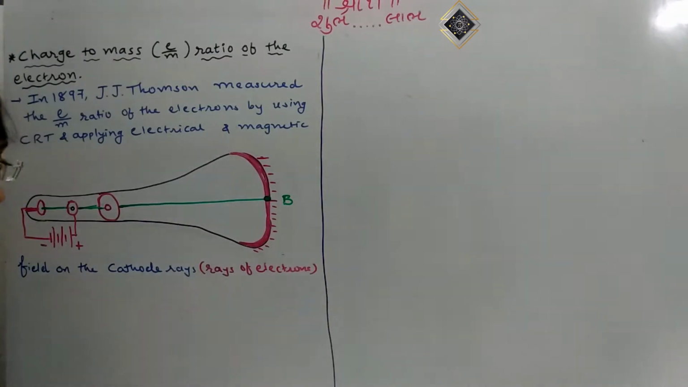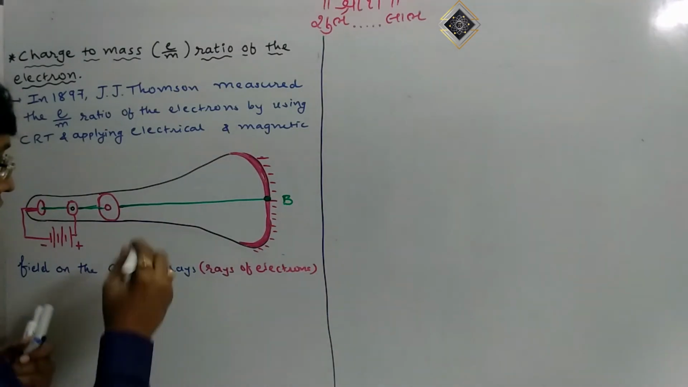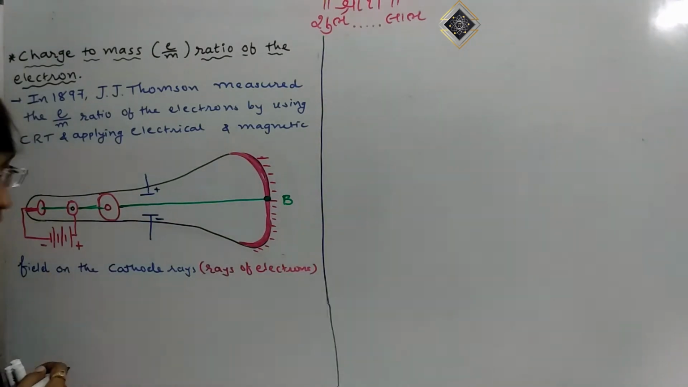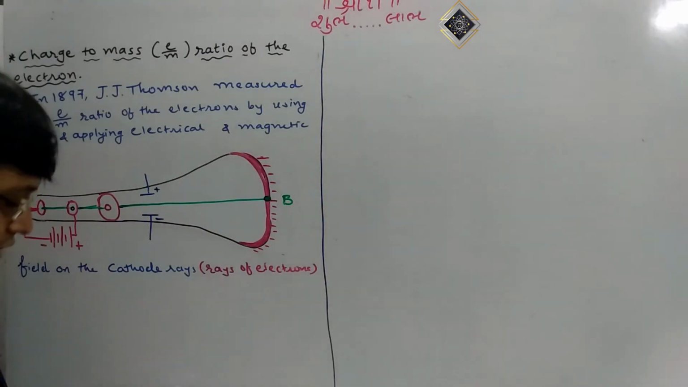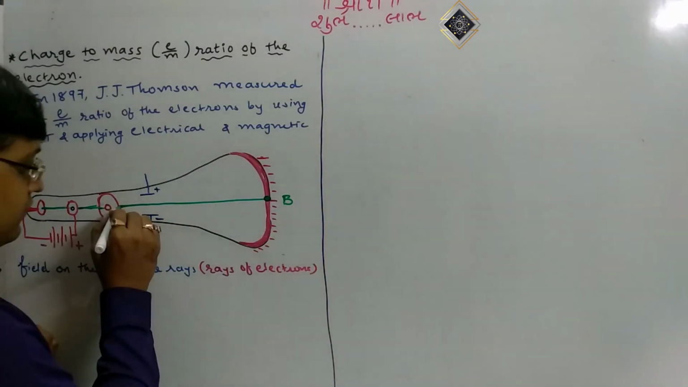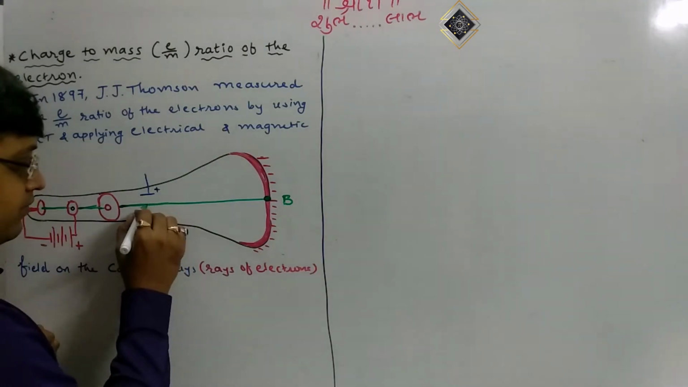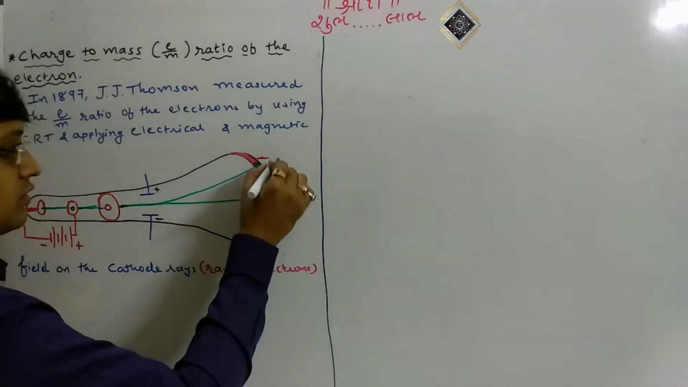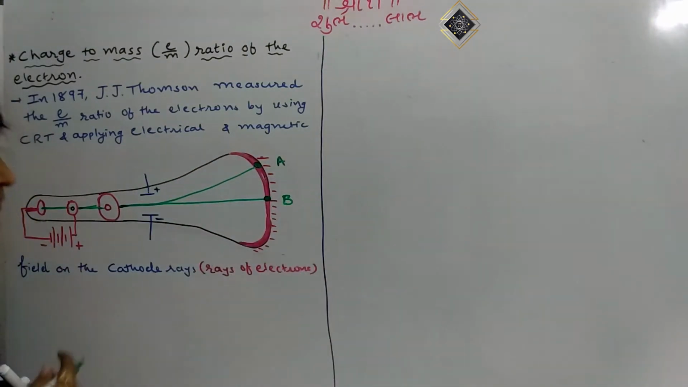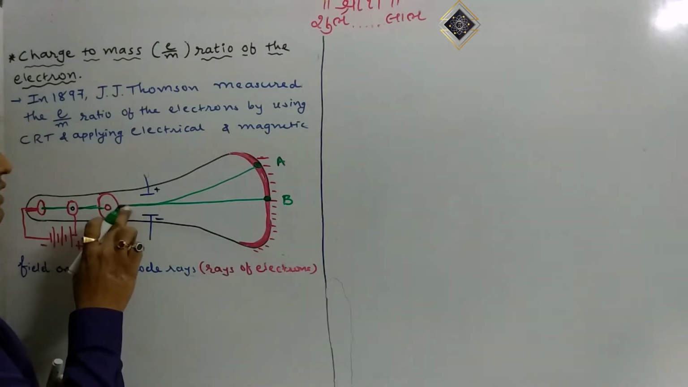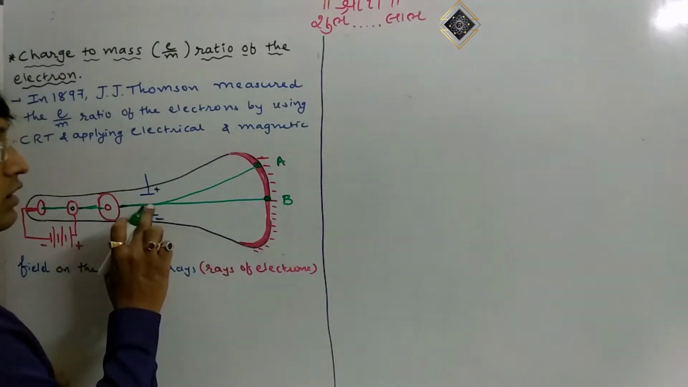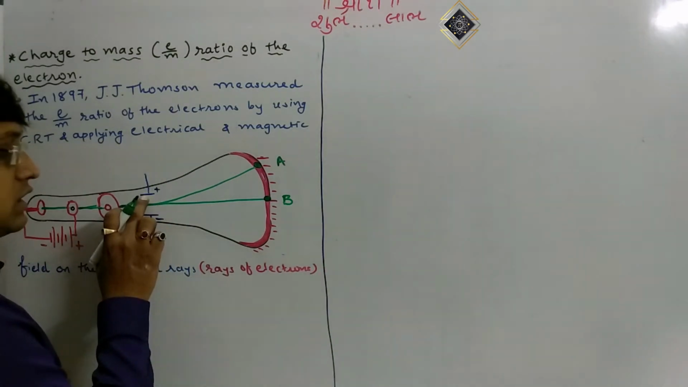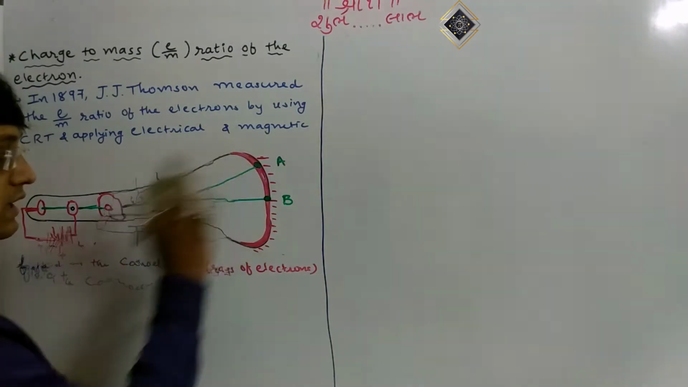Now, when I apply an external electric field, positive and negative, these rays are deflected from their original path and strike on this point, say A. This is because these rays are nothing but rays of electrons, which are attracted towards the positive plate. So this shows the deflection like this.